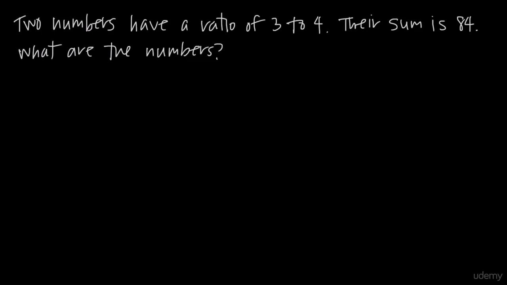In this video, we're doing a word problem for ratio and proportion. The problem we've been given is: two numbers have a ratio of 3 to 4, and their sum is 84. What are the numbers? So find the two mystery numbers. What we have to do is convert this information into a couple of equations and then use those as a system of equations to solve for the numbers.